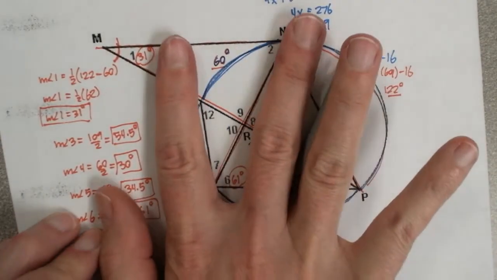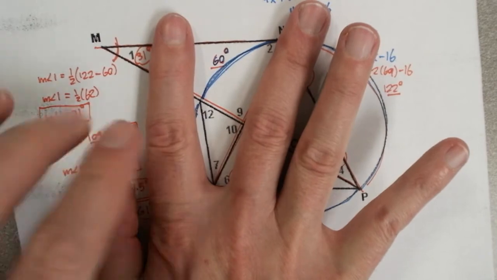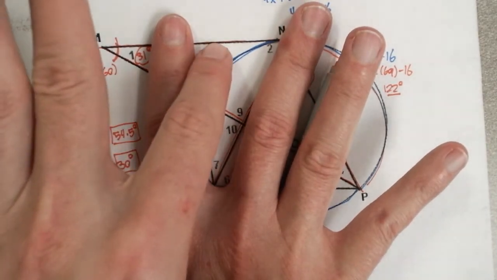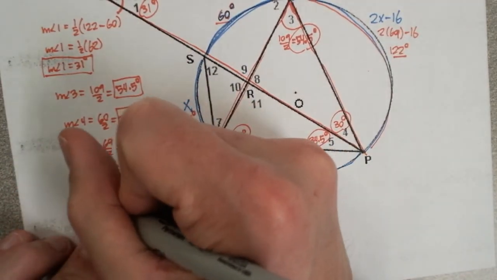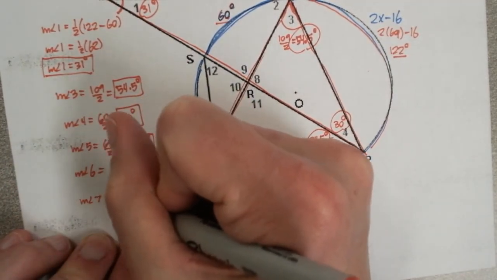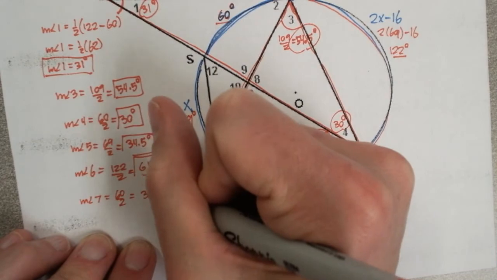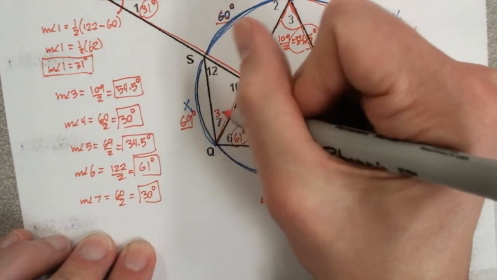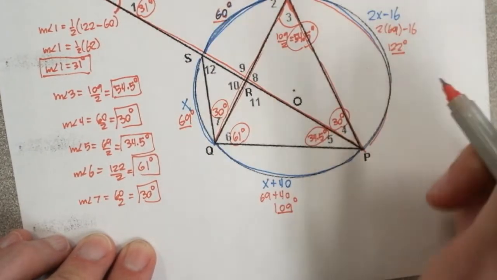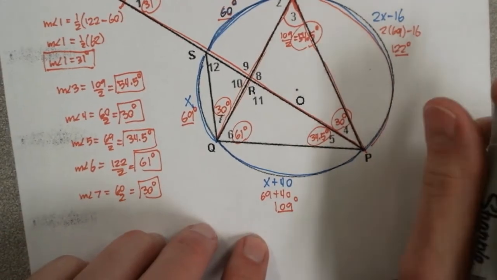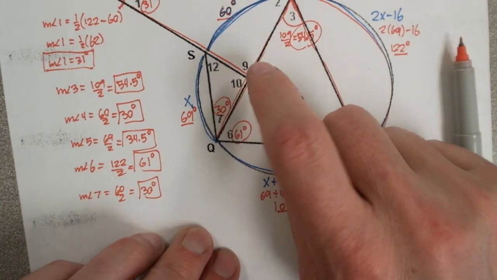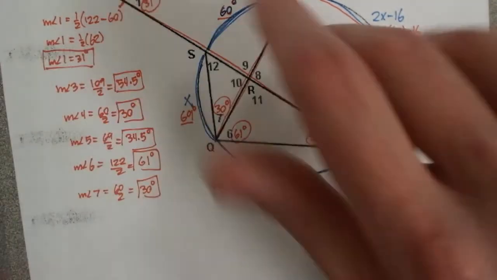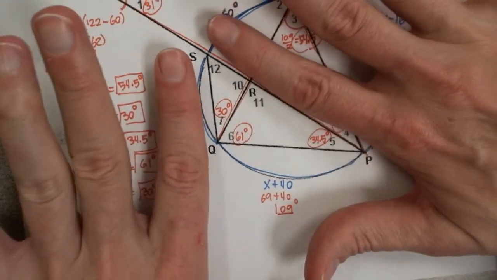All right, the measure of angle 7, that's inscribed to the 60-degree arc. So I'm going to go ahead and divide 60 by 2. And that'll give you 30. I'm going to skip 8, 9, 10, and 11 for a minute. I'm going to go right ahead to number 12.